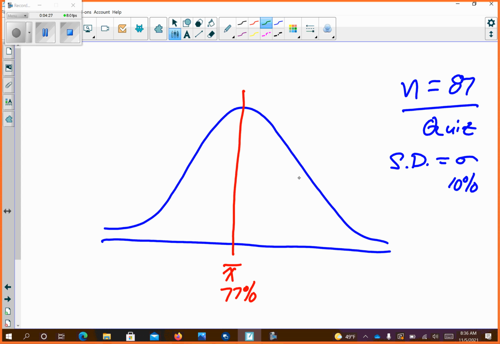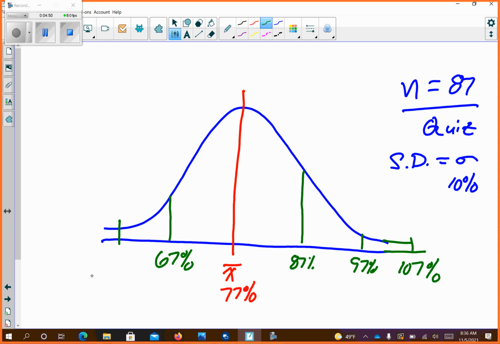Which means if I wanted to break up my data on this score, I would add 10% to 77 to get to 87. I would add 10% to that to get to 97. And then I could go out a third standard deviation, and because I don't give extra credit, it'd be impossible to get, but that'd be 107. If I went to the left, I'd subtract 10, so I get 67%. If we go one more standard deviation, the greens are standard deviations, that goes to 57, and then 47. And again, the 47, the 57, the 67 can all take place.